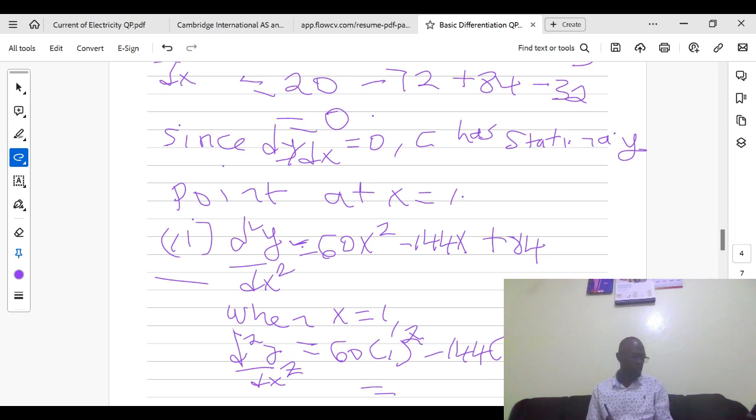At this particular point, you now use your calculator. We have 60 minus 144 plus 84. As you can see from the calculator, the answer is 0. So, since the gradient does not change its sign, it means that that is the point of inflection.